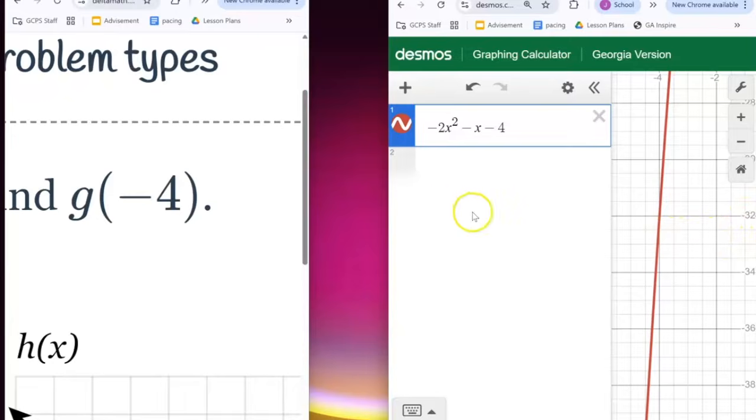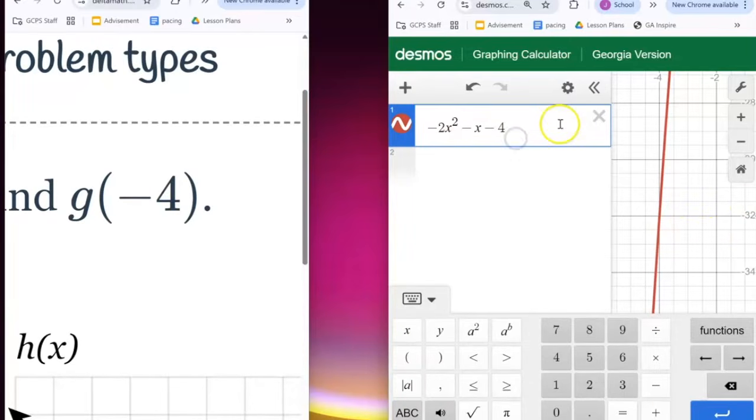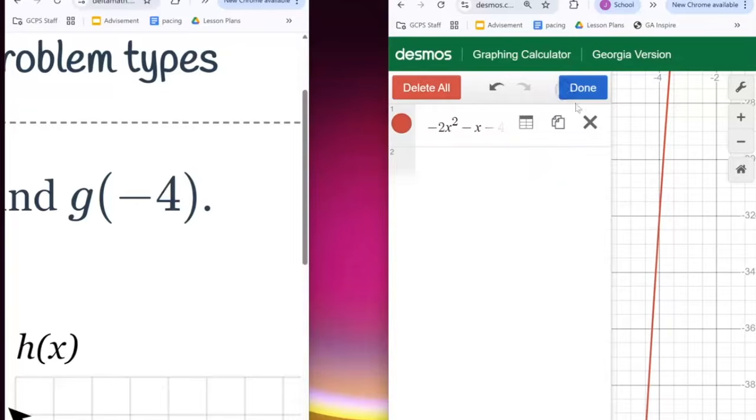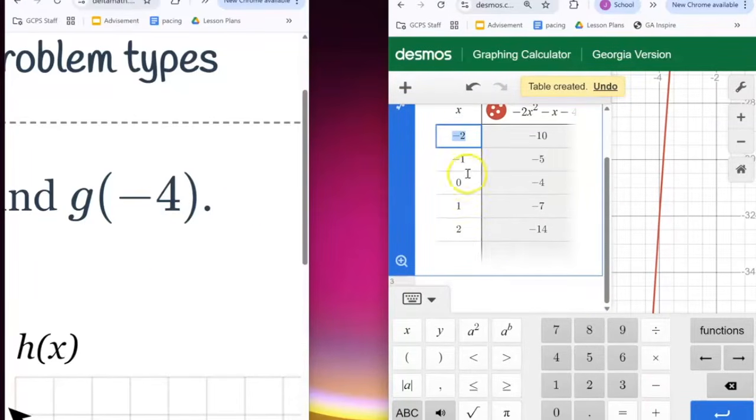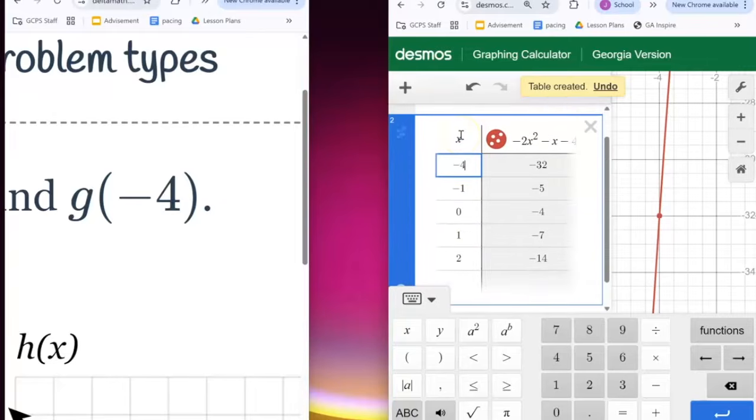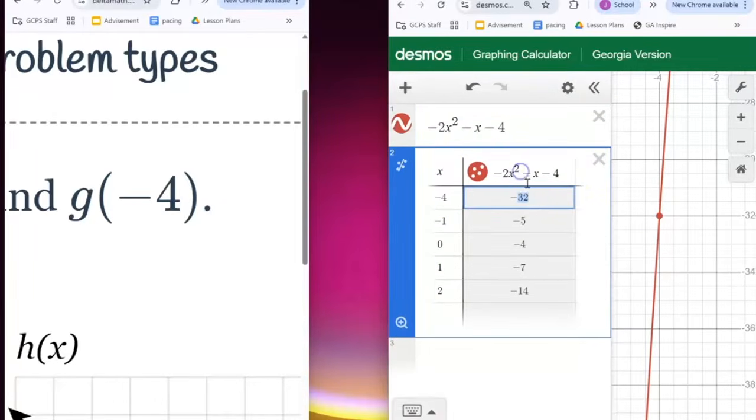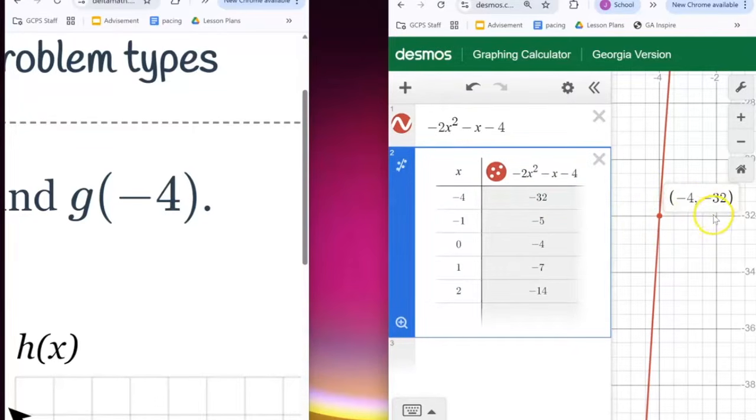That's too much work. So instead of doing that, I'm actually going to do it from a table. So to make it a table, I click settings, table, and I want g of -4. So if it doesn't have -4, I can go ahead and just type -4. Negative 32. So you get the same answer as I did on the graph. As a matter of fact, you can see, just zoomed in to exactly where it is on the graph.